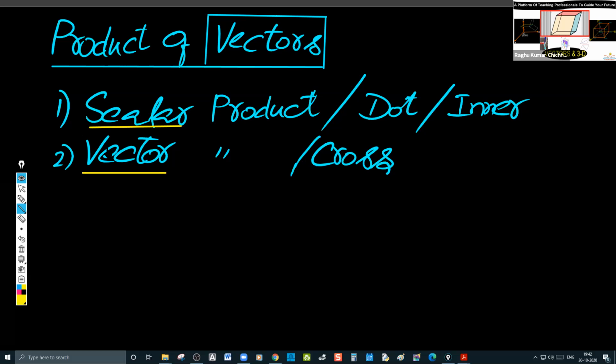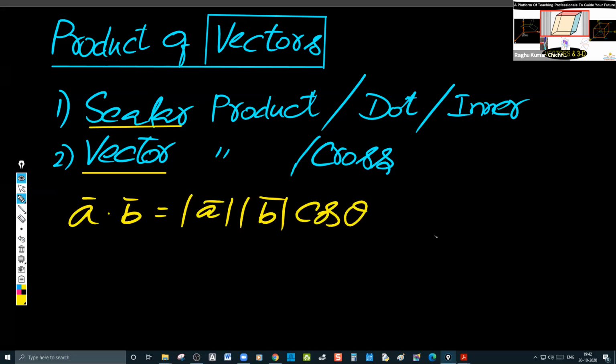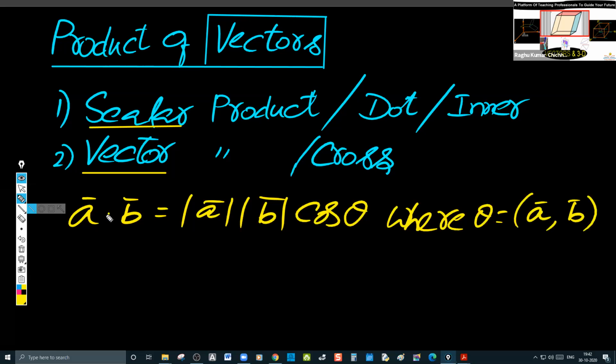So let us check the scalar product first. How is it defined? Now this is A bar dot B bar. A bar dot B bar is defined as modulus of A bar into modulus of B bar into cos theta, where theta is equal to the angle between A bar and B bar.